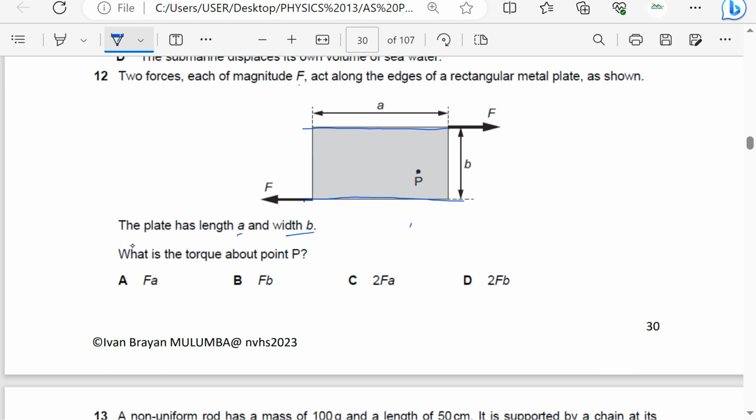And the torque of a couple is the product of one of the forces times the perpendicular distance between them. So that is times B. So the answer is automatically B. You don't need to bother about A. The forces are acting, this acts in this direction, this acts along this, the perpendicular distance between them is B. And the moment of a couple is the product of one of the forces and the perpendicular distance between them. So the answer is F times B.